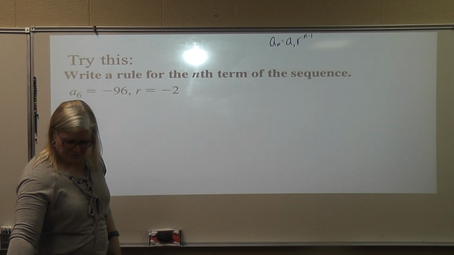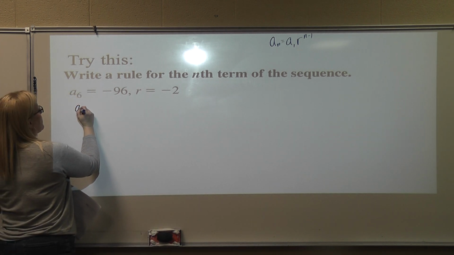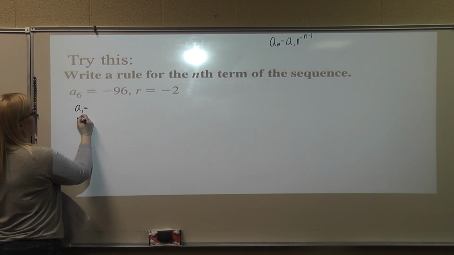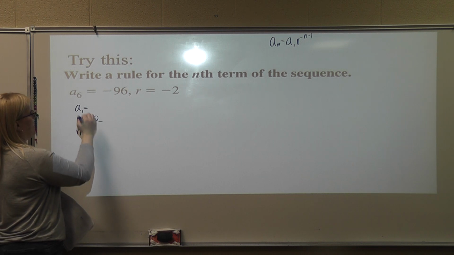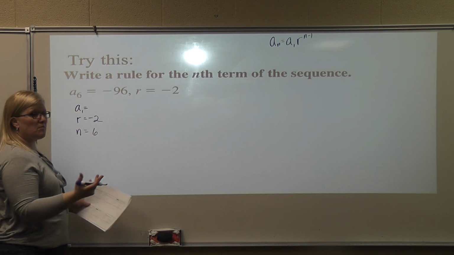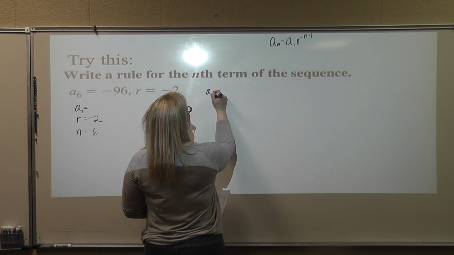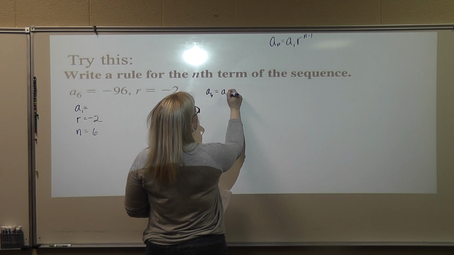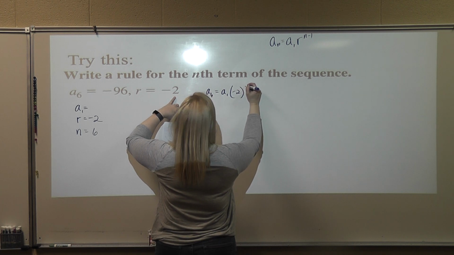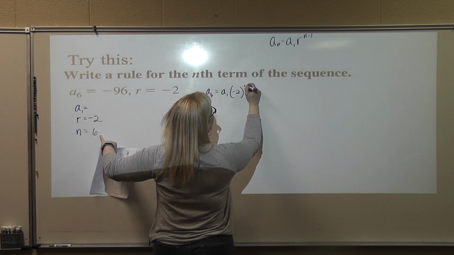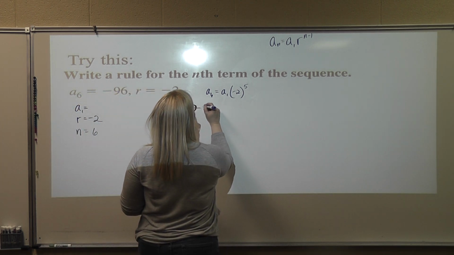All right. So here we go. We need a sub 1. That is what we don't know. We have r is -2, and we have n. n is 6. So let's plug in what we do have. We have a sub 6 equals a sub 1 times r, which is -2, to the 6 minus 1, or 5th power, and a sub 6 is -96.